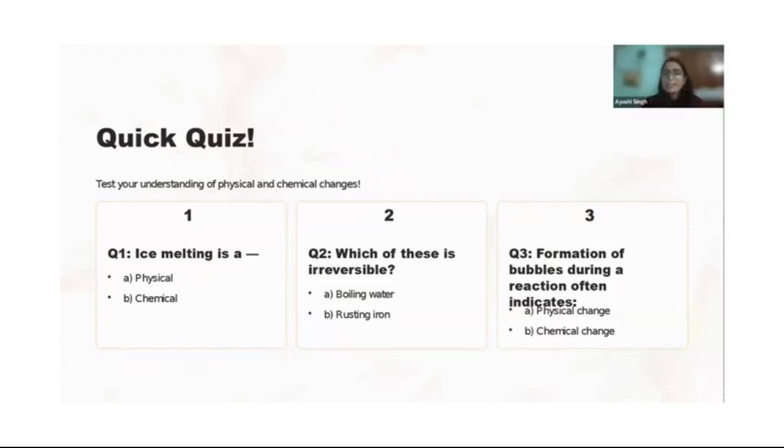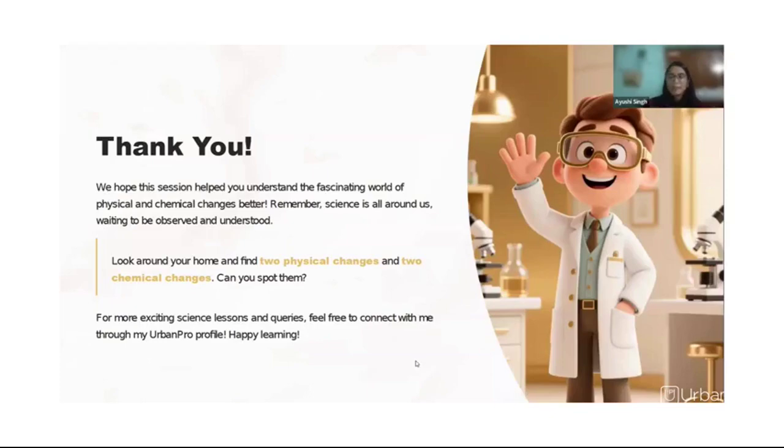Now you can try answering these questions. Question 1: ice melting is a physical or chemical change? I'm sure you all are going to say A. I hope that's the answer. Which of these is irreversible: boiling water or rusting of iron? Again, try answering that, or if you have doubts, just ask me. Formation of bubbles during a reaction indicates a physical change or a chemical change? We have just studied that, right? Gas formation.